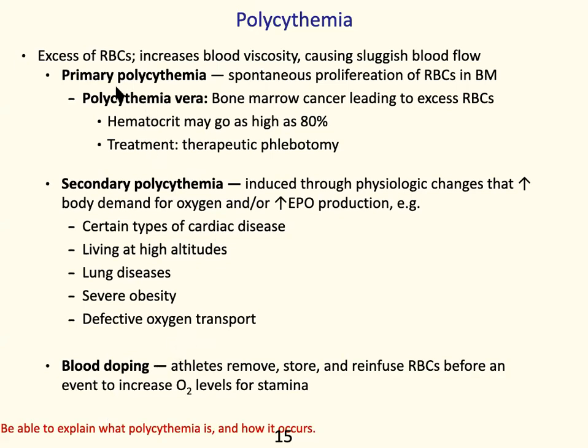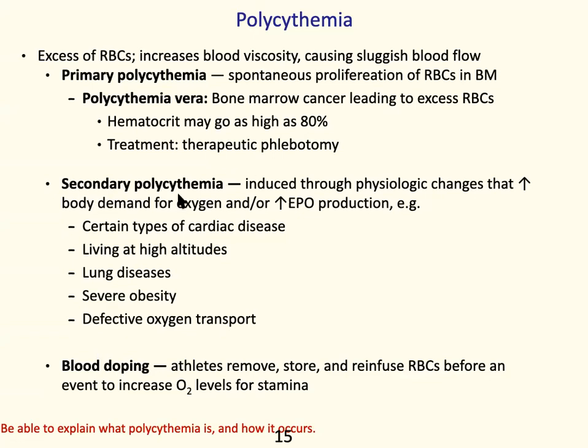Okay. So primary polycythemia involves spontaneous proliferation of red blood cells within the bone marrow, whereas secondary polycythemia is an induced condition. Okay. And so polycythemia vera is the subtype of primary polycythemia, and it's a bone marrow cancer that leads to too many red blood cells being produced. Okay, and the treatment of it will be therapeutic phlebotomy. So regularly letting out some blood.